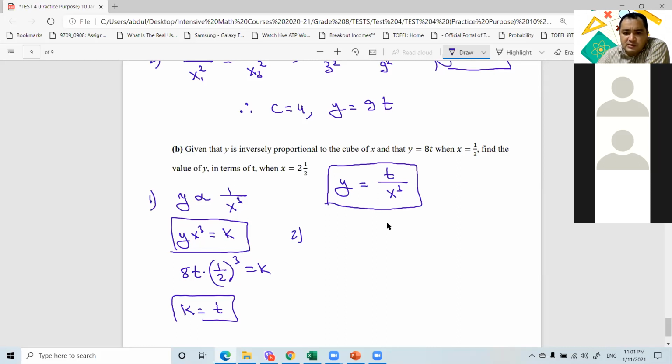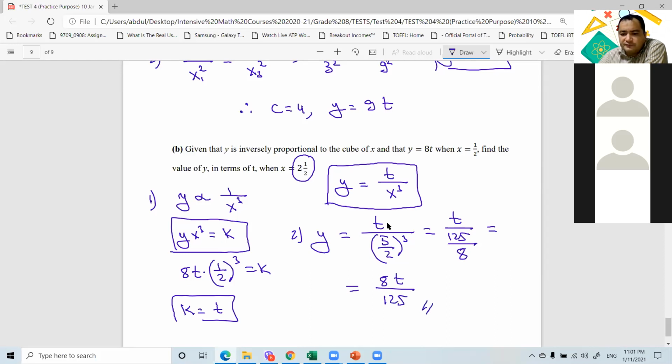The second part is we should find y. So here t is just some constant. When x equals 2.5. 2.5 is 5 over 2 cubed, which is equal to t over 5 cubed, that is 125, over 2 cubed, that's equal to 8. Now, if you simplify this fraction, 8 goes up, right? That's equal to 8t over 125.